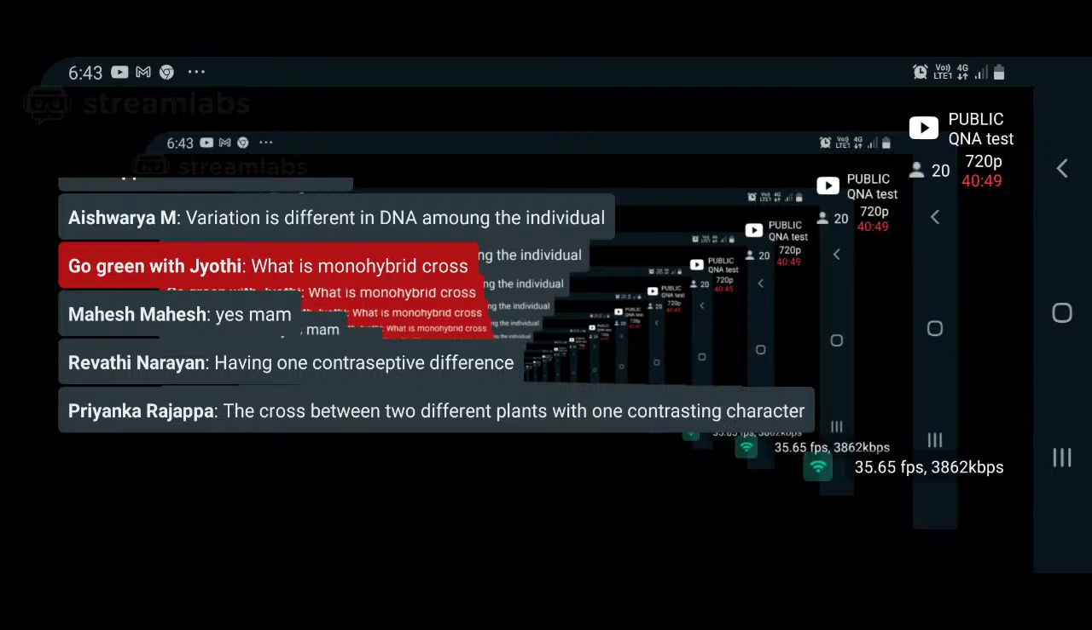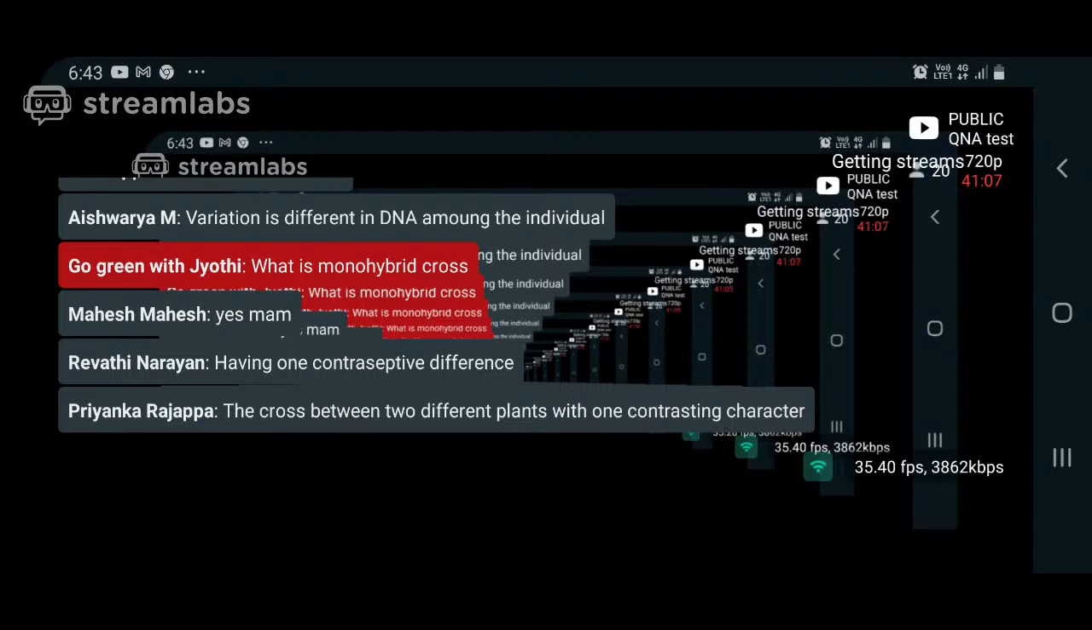Yes, Priyanka, it is correct. Very good answer. Revati, you went with some spelling mistakes. Look at the spelling mistakes. Okay, Priyanka answered correctly. That is the cross between two plants with one different contrasting character. Okay, cleared all of you? Shall we move on to next one?